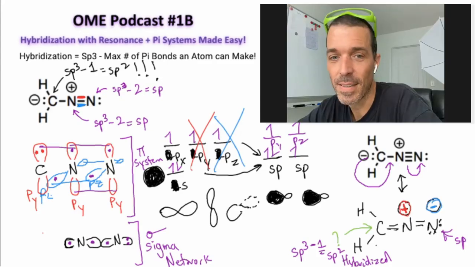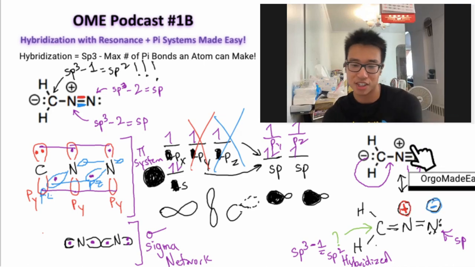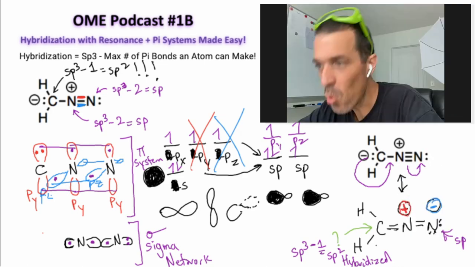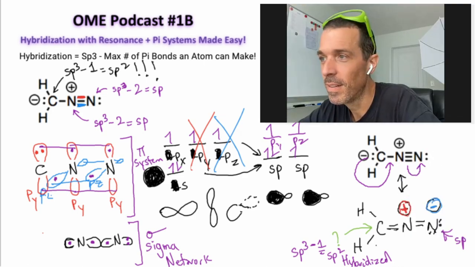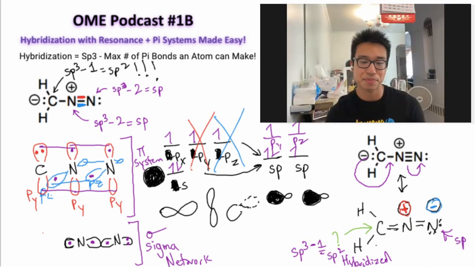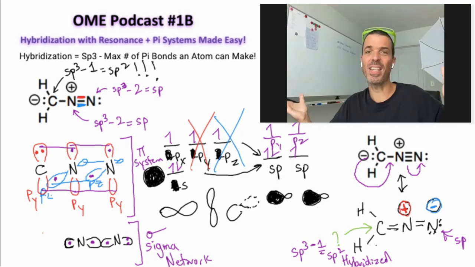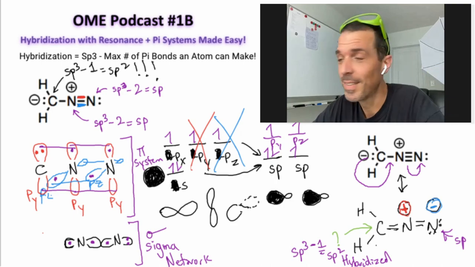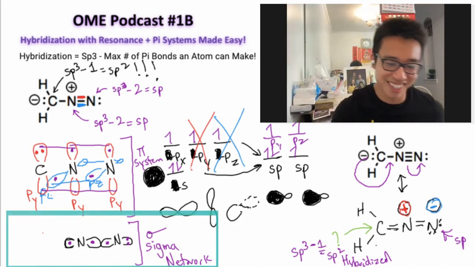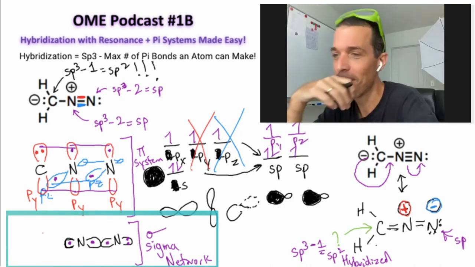Yes, whoosh, and then boom, that's why resonance is actually happening here, here, here. And there you go. You just conquered your exam question. Easy peasy, lemon squeezy. JK, we saw the Sigma Network.